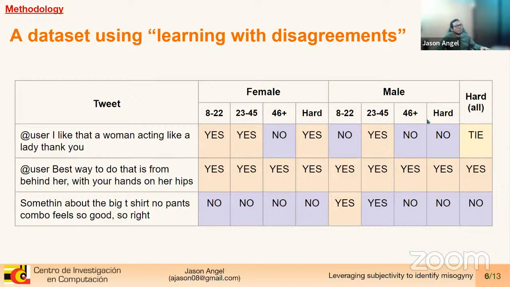But because we have 6 different annotations or labels, it could happen that the disagreement is high, like in this case. In this case, the example is considered mostly misogynistic for females, but not that much for males. And in general, it's a tie. Then there are also examples in which it's very conclusive, like all male, or all annotators agree that something is misogynistic or not.